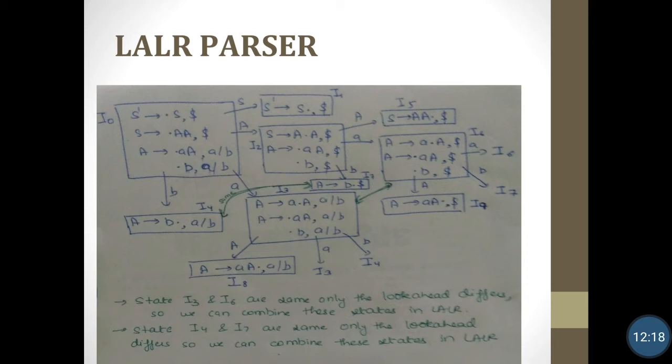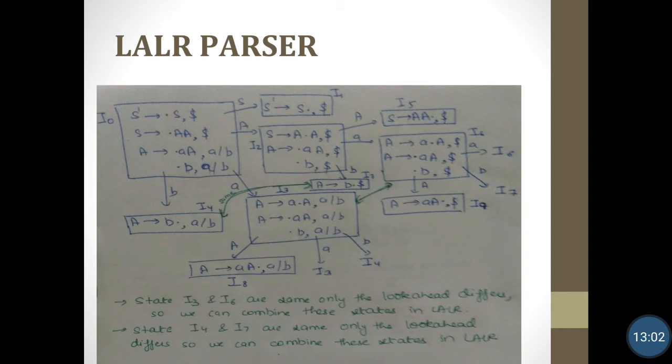As you can see here, I3 and I4 both have the same production rule, A goes to b dot, but the lookahead symbol is different. Sorry, in I4 and I7: in I7 we have dollar sign, and in I4 we have a and b, but these production rules are the same, so we will combine these two states, 4 and 7. And I3 and I6 have the same production rule but different lookaheads, dollar sign and a, b, so we will combine states 3 and 6 and states 4 and 7.